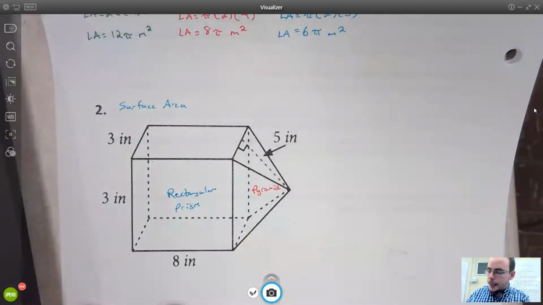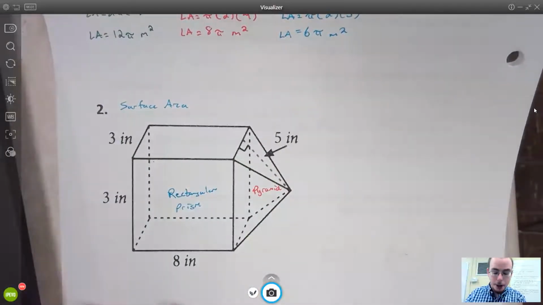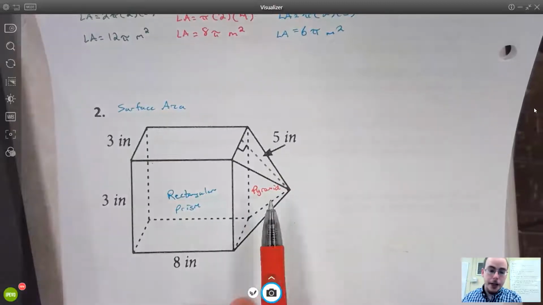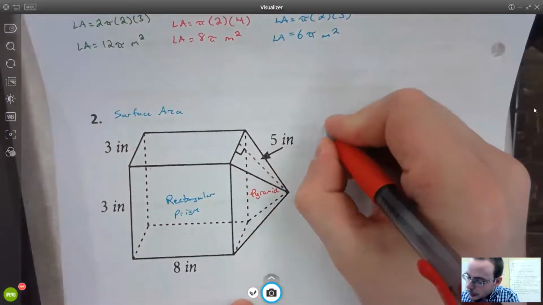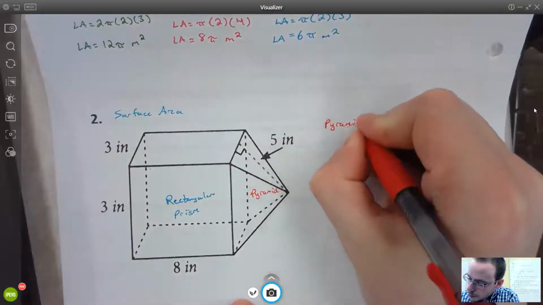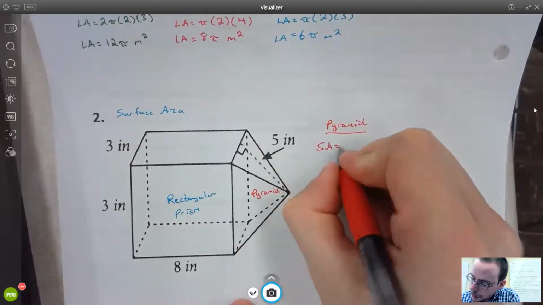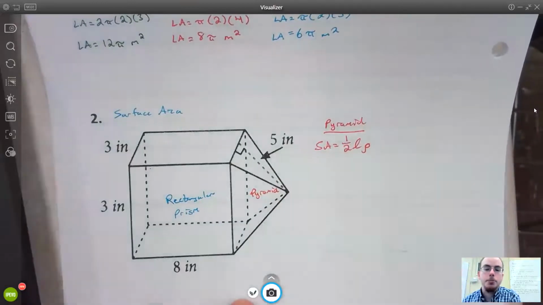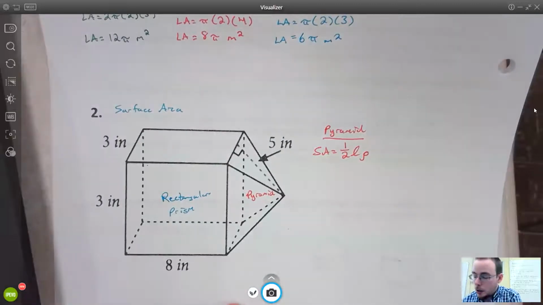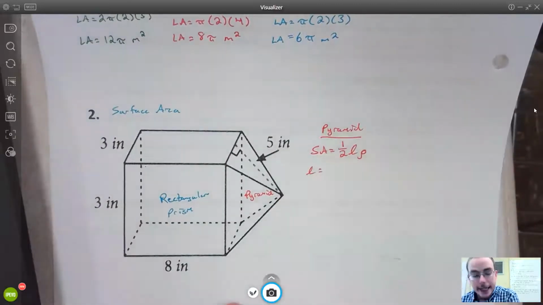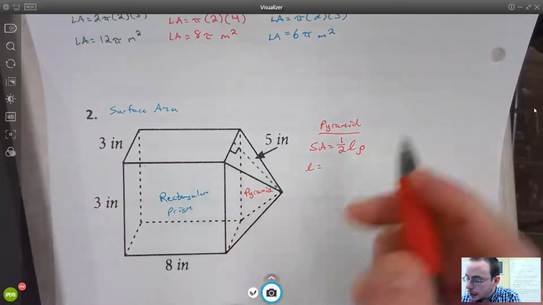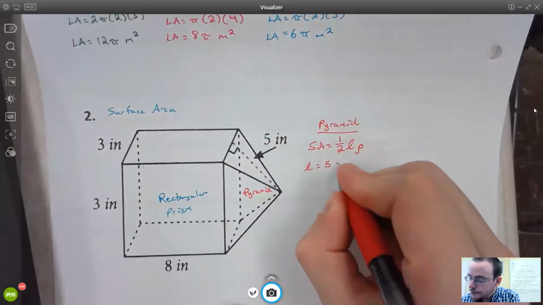So we're going to find the surface area of the pyramid first. When you find the surface area of this pyramid, it is given to you by 1/2 slant length times perimeter of the base. Our slant length is easy to get. We see here that we have an arrow pointing directly here, so that slant length is 5 inches.